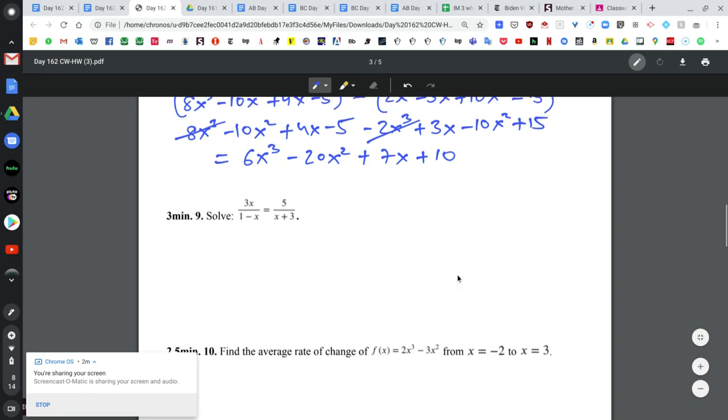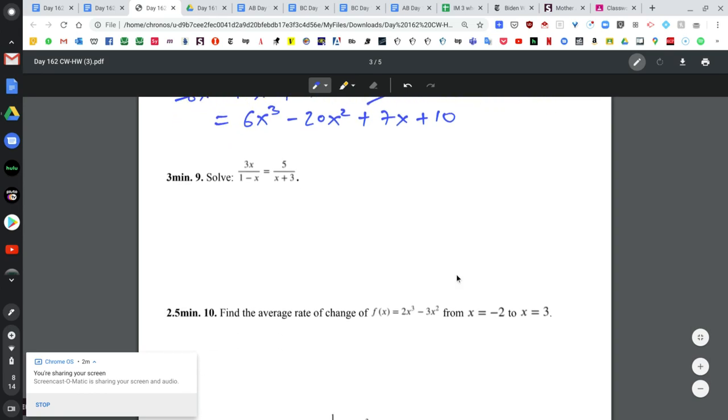Okay, question number 9 is we're solving a rational equation. Okay, so there are two methods I can do this. Method 1 that I prefer is you find LCMs. The LCM is 1 minus x times x plus 3. Okay, that's the common denominator. And you just clear the fraction. So I'm going to multiply both sides by that common denominator. I'll clear the fraction.